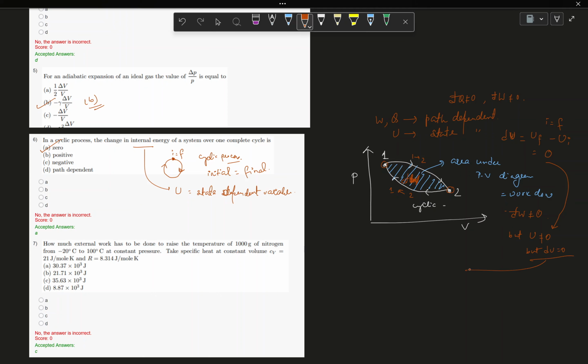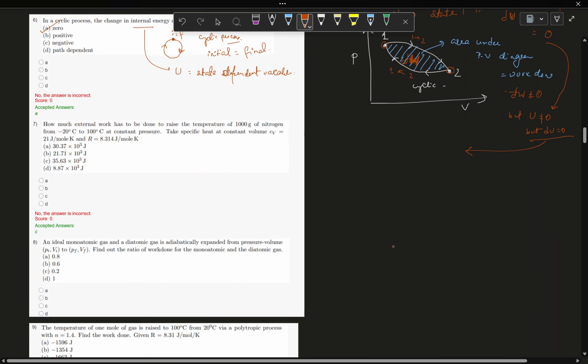That means in a cyclic process the internal energy does not change because you are going and coming back to the same point, and U depends only on the state. So if your state has not changed after that process, then the change in internal energy will also be 0. So this is the answer. Okay, hopefully this is clear.